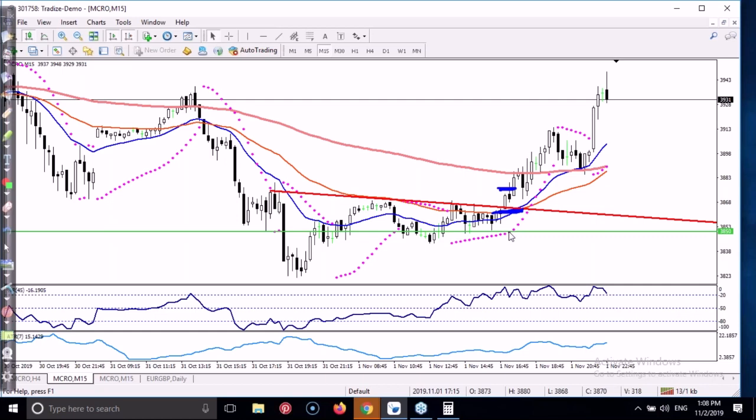Here is our SL. Do not place it from this area. Do not count this as your entry point. The supporting line is here. Don't make that mistake.